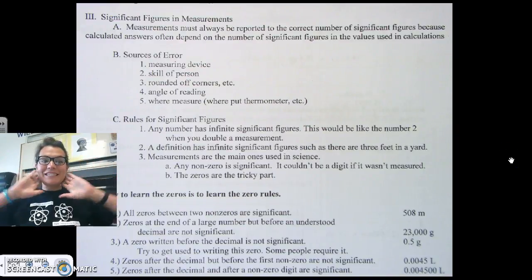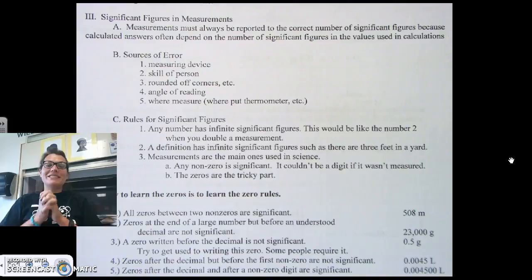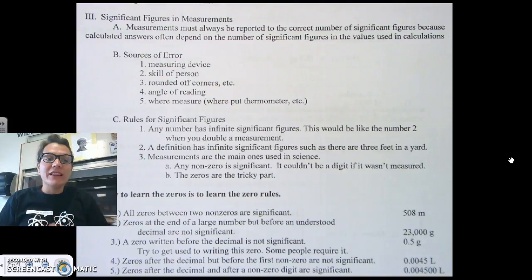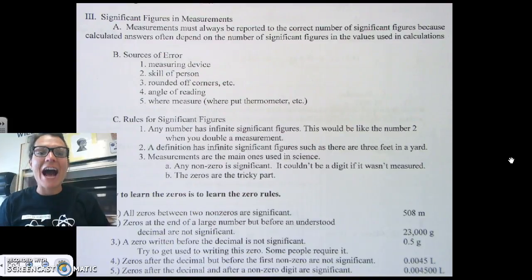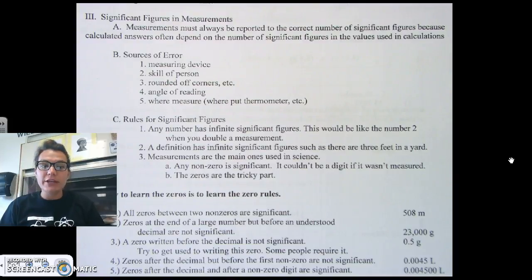Today's lesson is about significant figures and measurements. Now, significant figures is probably my favorite thing because it's something that I teach in the beginning of the year and it does not go away. I test you on significant figures up until the last day of school. Okay, so you need to really make sure that you understand what's going on with significant figures.